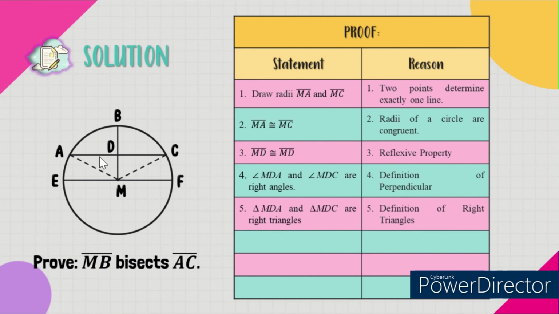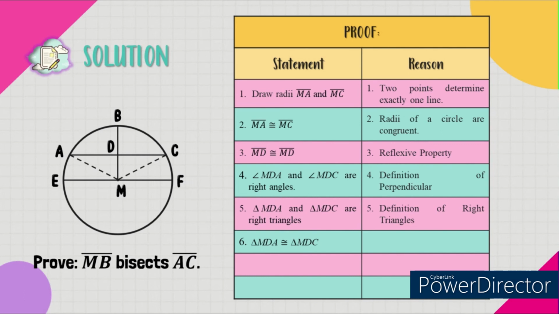And these two triangles here are called right triangles because one of its angles is a 90 degree angle. So for triangle MDA, this angle at point D forms a 90 degree angle. Well, for the triangle MDC, also here at the angle D, it also forms a 90 degree angle. So these two triangles are right triangles.